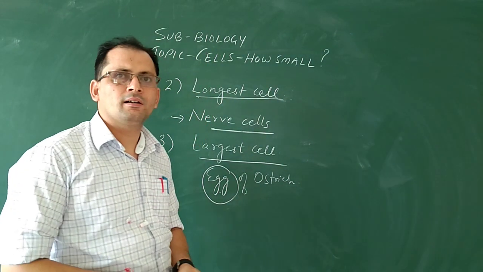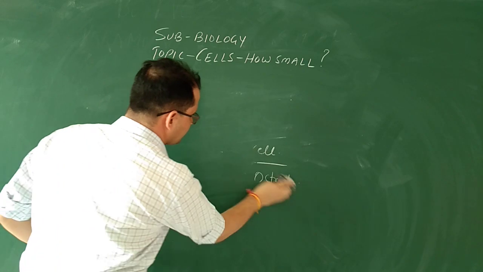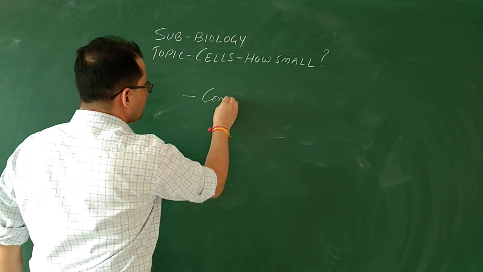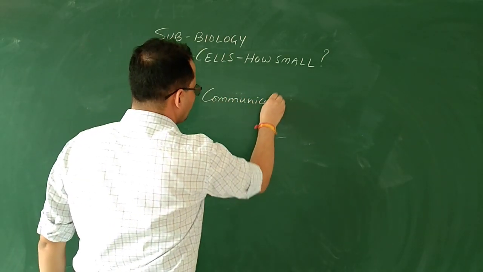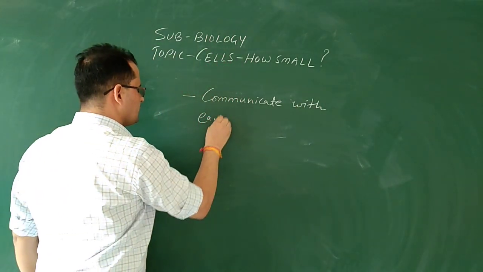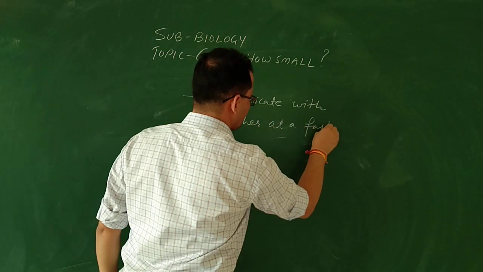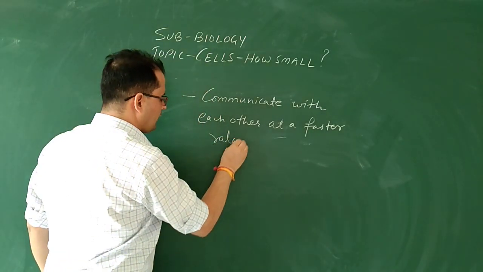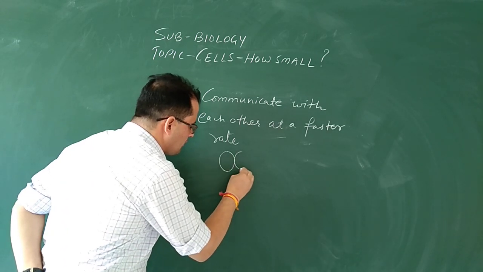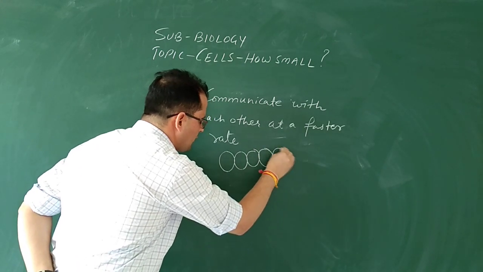Now an important thing is why cells are small in size. Their smallness helps them to communicate with each other very quickly, at a faster rate. When the cells are small, the messages or the substances pass from one cell to another cell very quickly.